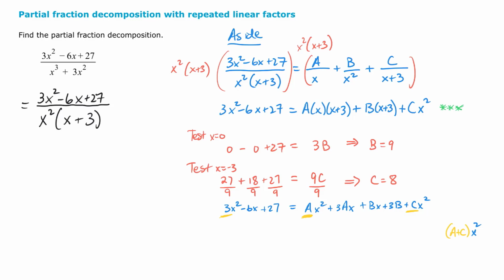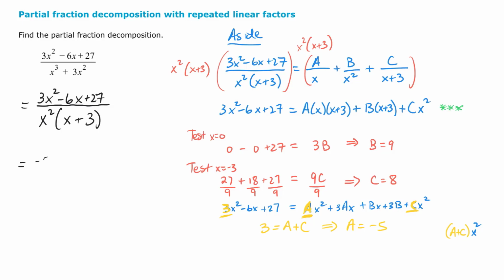Why don't I do this? There's the a, there's the c, and there's the 3. And so this process is called matching coefficients. Now we know that 3 is equal to a plus c. But we know c is 8, so that means a must be what? Negative 5. We got all a, b, and c. Now we're ready to write our final answer.